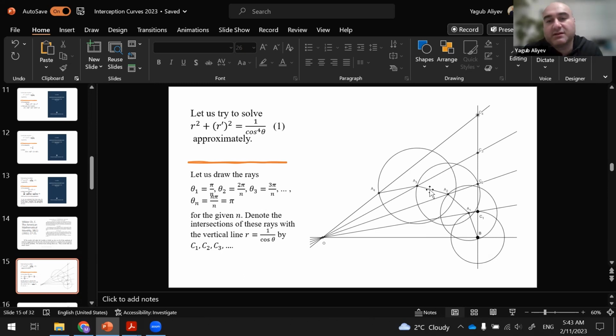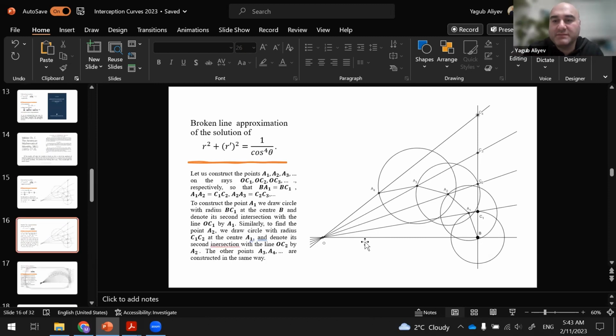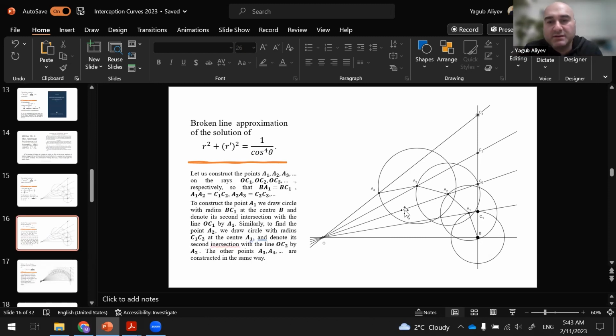So there is a broken line, which is an approximation of our curve, whose length is equal to this. By taking the angle between these lines emanating from O, by making the angle between these lines smaller, you can get better and better approximations of this curve.